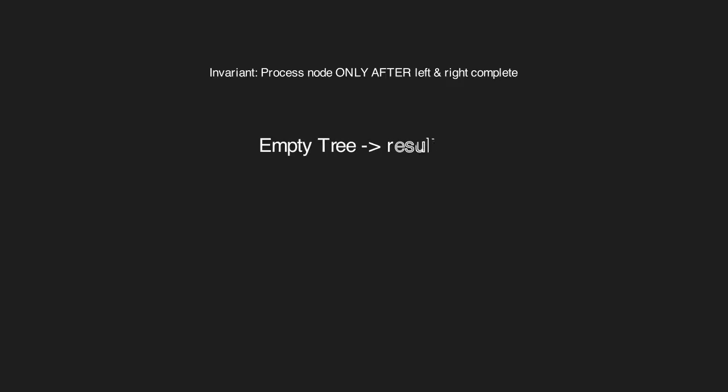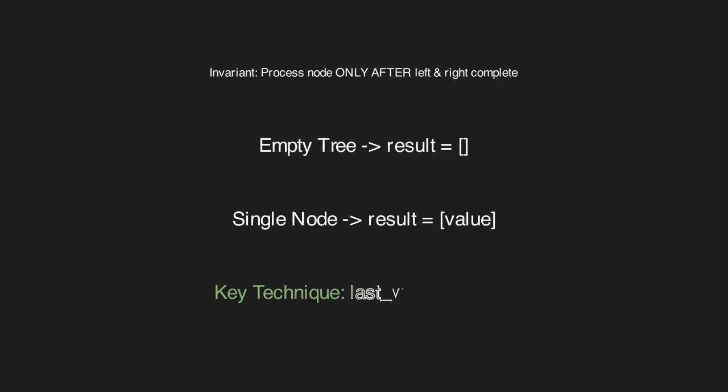The iterative solution is therefore correct because it outputs a stacked node only after its left and right subtrees are complete. For an empty tree, current is null and the stack is empty immediately, so the result is the empty list. For a single node, the node is pushed, then popped and appended, producing its one value. The key technique is the last visited marker, which distinguishes an unvisited right subtree from a completed one.